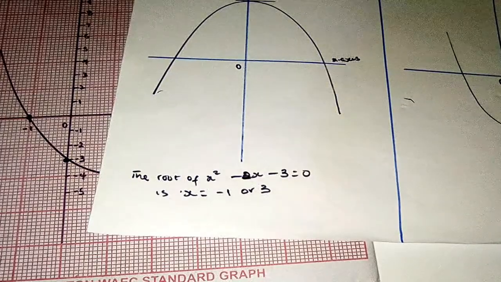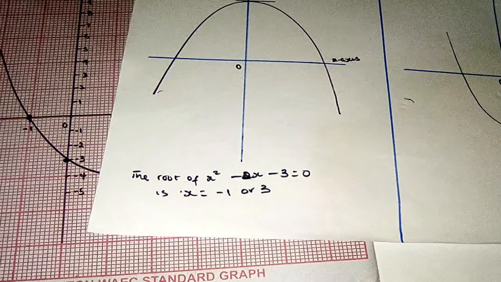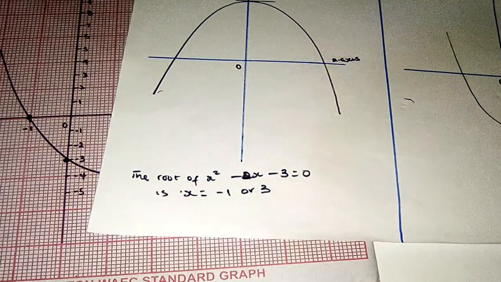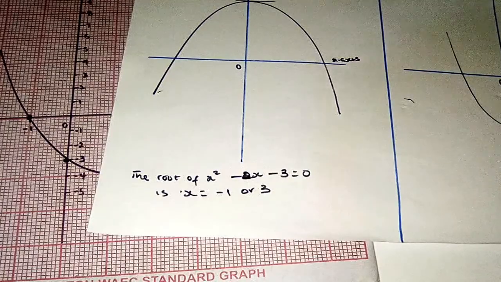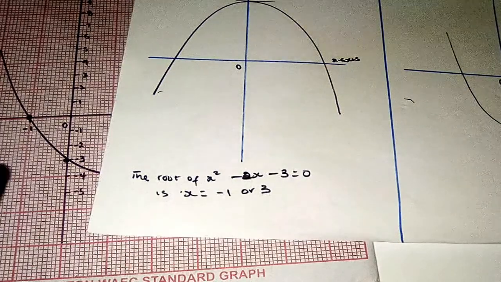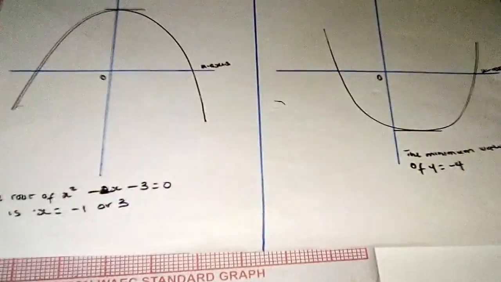Wherever the curve cuts the x-axis, that's where you find the roots of the equation. So it doesn't matter how they twist the equation. Just know that anytime you're talking about roots, this is what you do. Look at the points on the curve that cut the x-axis. So this is basically about roots and maximum and minimum values.